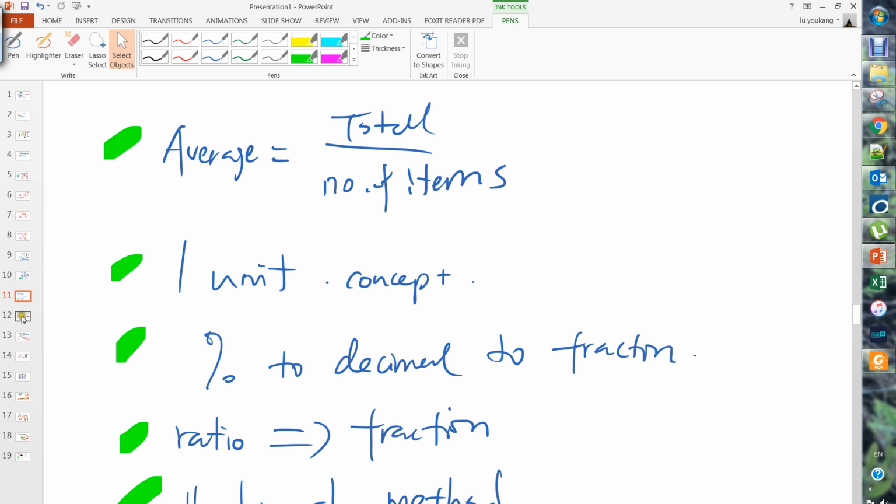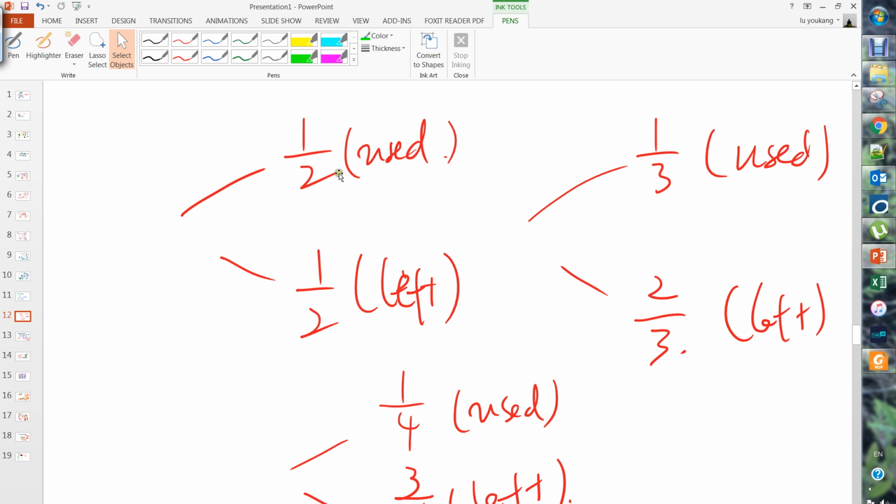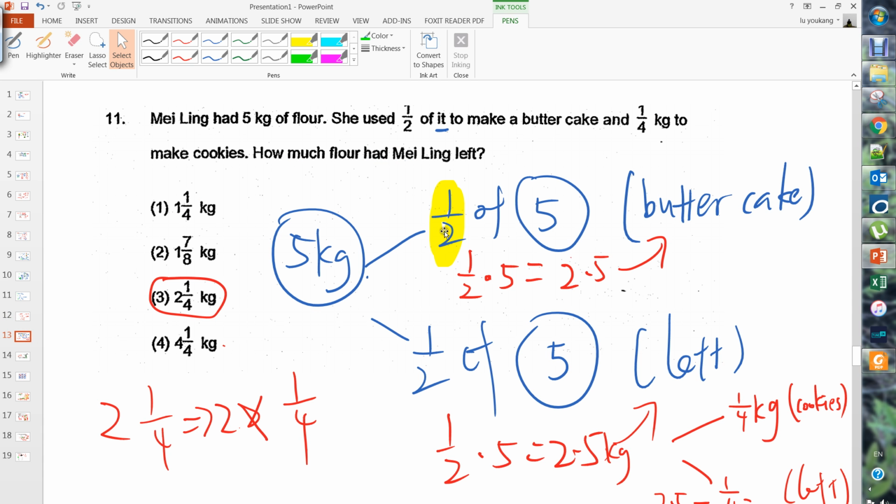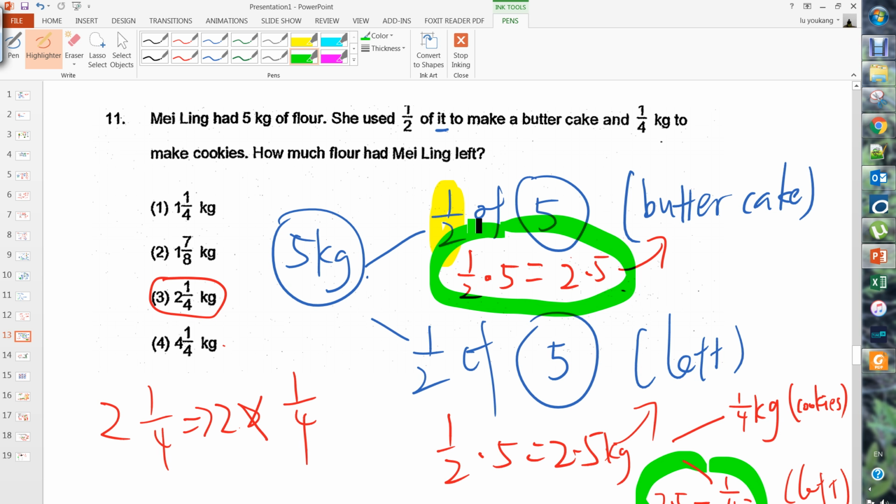Okay. So this is the half is used, half is left. 1/3 is used, 2/3 is left. I'm talking about fraction here, okay? Next. Here we are talking about fraction. But here we are not talking about fraction. We are talking about value. 1/4 kg. So that's why here is minus. Can you see the operation? Here is minus. But here is times. Okay? So when it comes to fraction, we times. When it comes to value, minus.